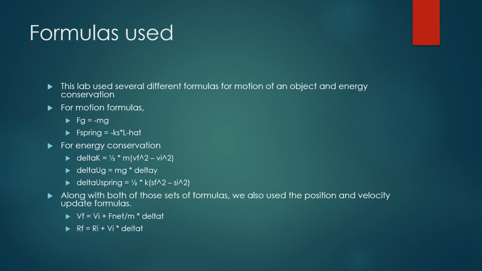This lab used several different formulas for motion of an object and energy conservation. For the motion formulas, we have Fg equals negative mg and F spring equals negative ks times L hat. For energy conservation, we have delta K equals 1/2 m (vf squared minus vi squared), delta Ug equals mg times delta y, and delta U spring equals 1/2 k (sf squared minus si squared). Along with both of those sets of formulas, we also use the position and velocity update formulas, which are Vf equals Vi plus F net over m delta t, and Rf equals Ri plus Vi delta t.